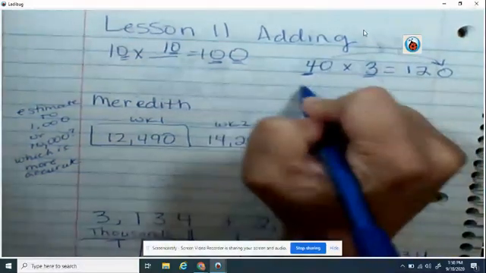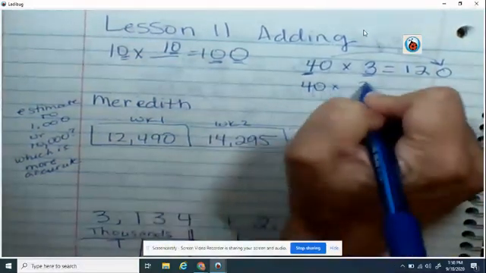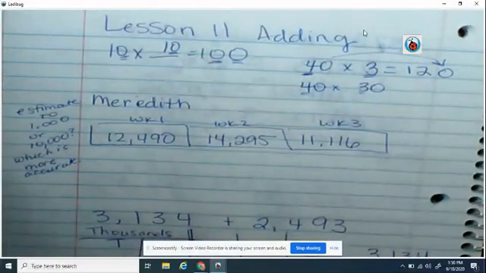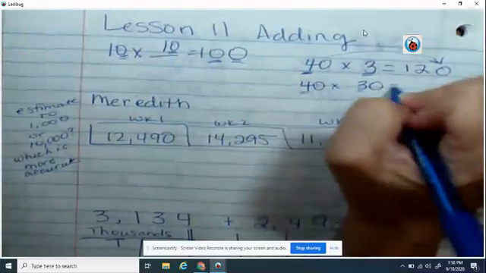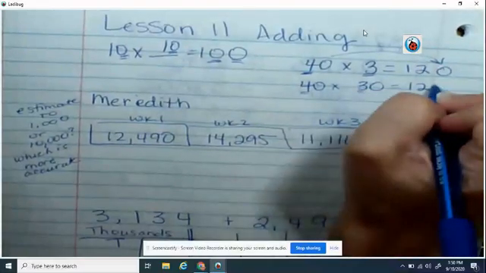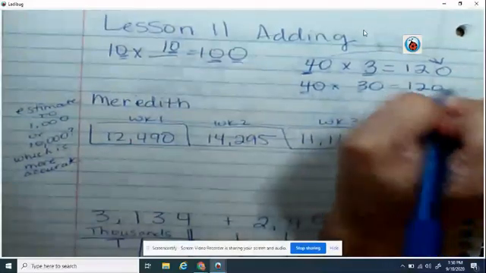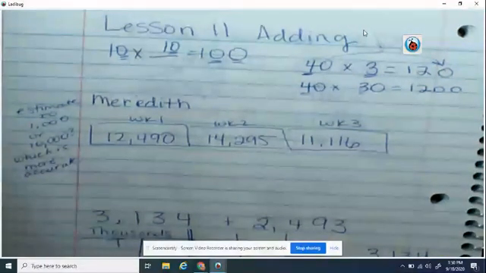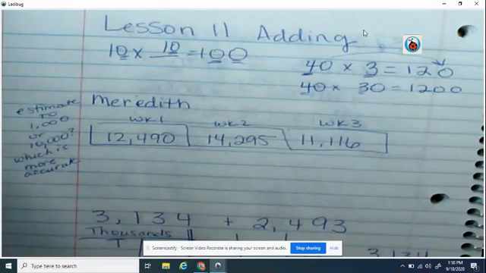Okay, let's look at 40 times 30. Still, my digits that I need to focus on are that 4 and that 3. So 4 times 3 is 12, and then I have 2 zeros, 1, 2. So I put 2 zeros on the end, 1,200. Okay, great job with reviewing multiplying by 10.